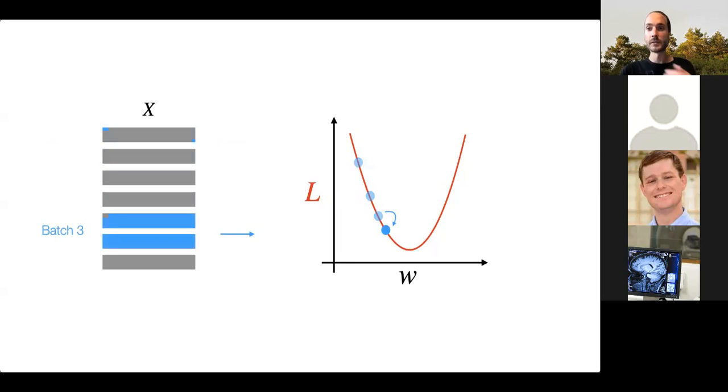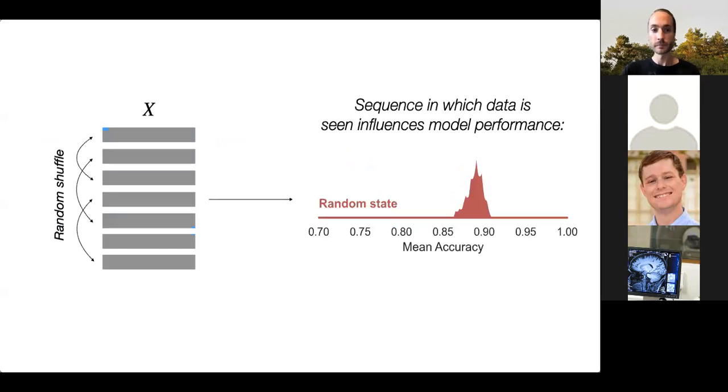And in this scenario, the sequence in which we present the data to our algorithm has an effect on its final performance. So if we shuffle the data differently before the optimization procedure, we would get a different final model performance, a different estimate of the model test error.